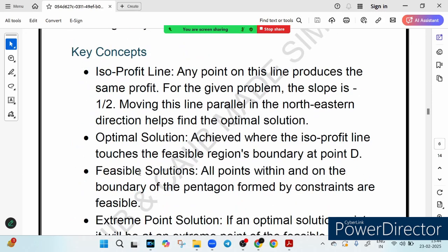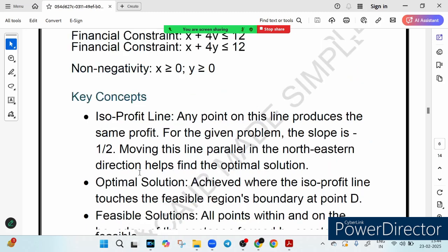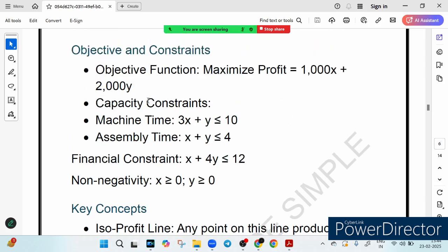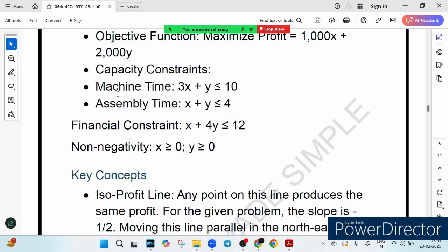So there is a concept of ISO profit line, right? What is the meaning of this ISO profit line? Let me explain. Our objective is simple: to make the highest possible profit. And what is our profit? Profit is 1000x plus 2000y, where X is the number of radios and Y is the number of televisions produced. More product means more profit, but there is a catch: we have limitations, like the machine time constraint, where we can't exceed the available hours, which is 10 hours. Assembly time constraint, there is a limit on how much can be assembled. There is a money constraint, right? And there is a non-negativity rule also.